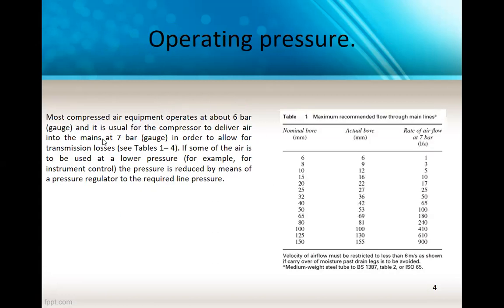So, the operating pressure. Most compressed air equipment operates at 6 bar gauge. And it is usual for the compressor to deliver air into the mains at 7 bar in order to allow for transmission losses. So, tables 1 to 4. If some of the air is to be used at a lower pressure, for example, for instrument control, the pressure is reduced by means of a pressure regulator to the required line pressure. Don't worry, it has its own regulator.